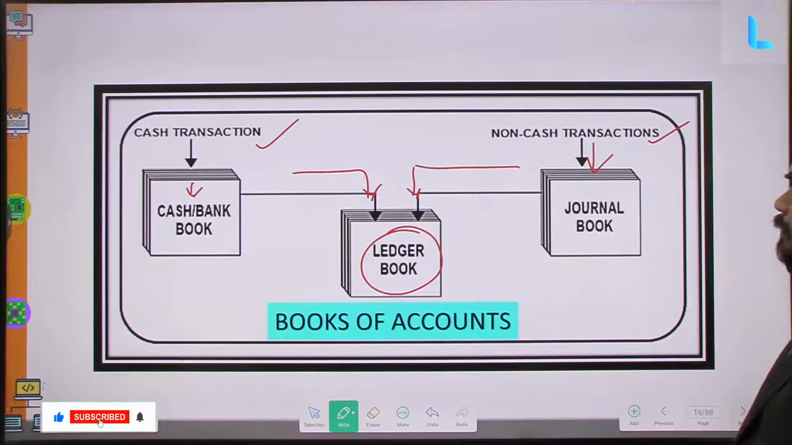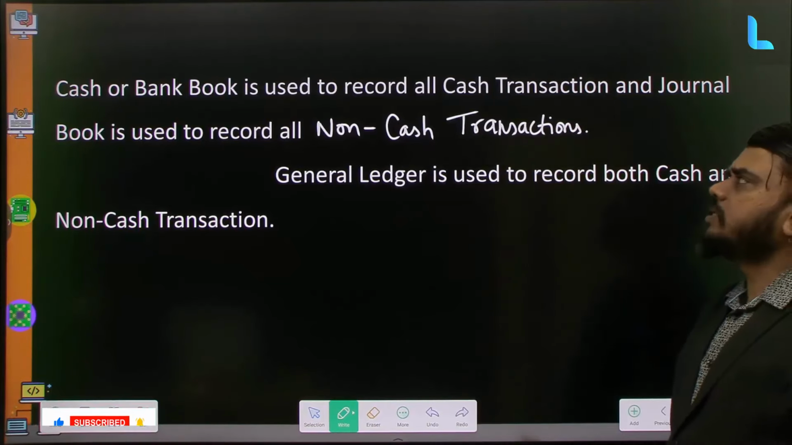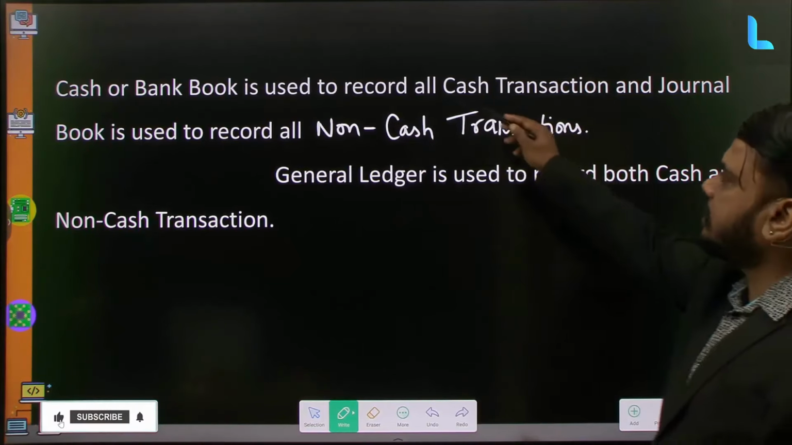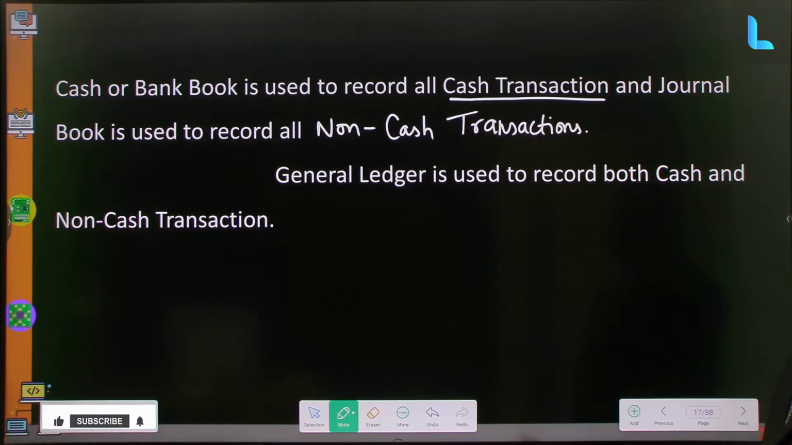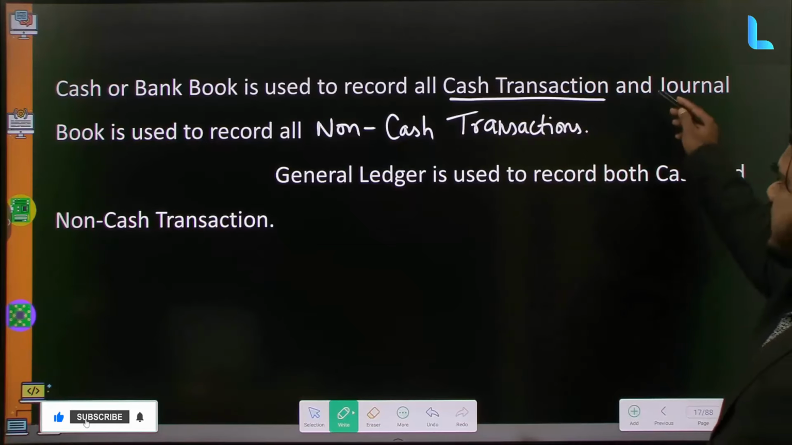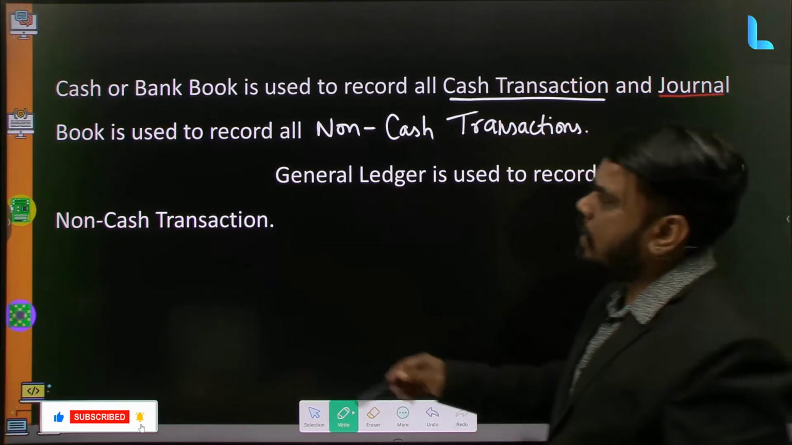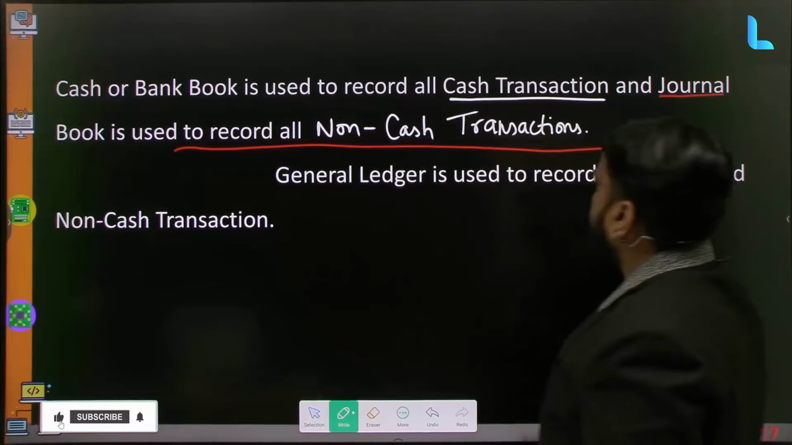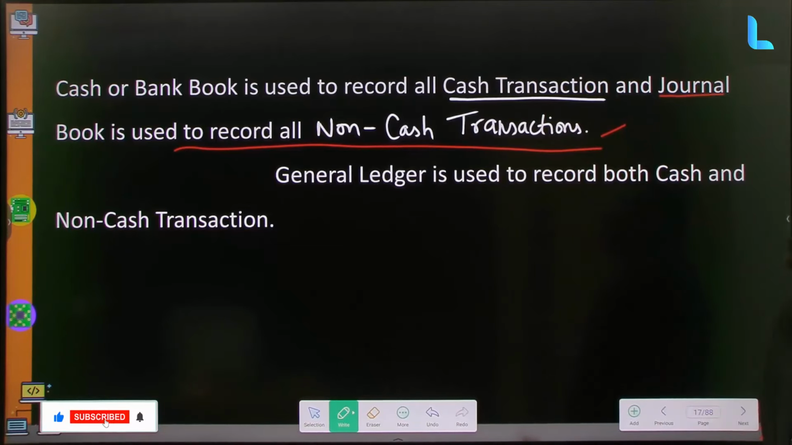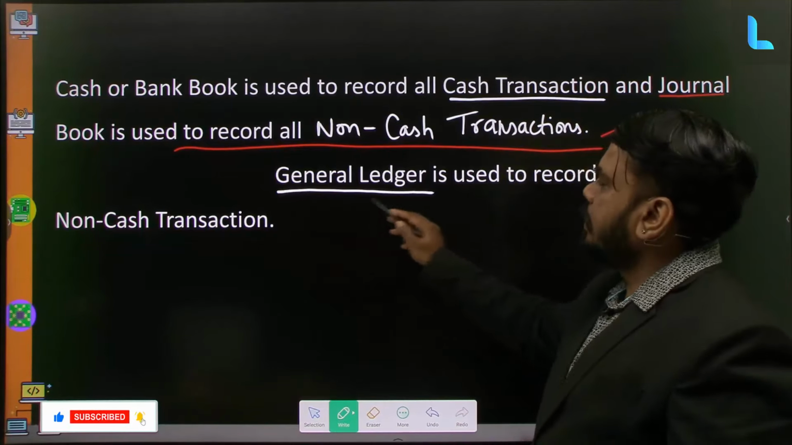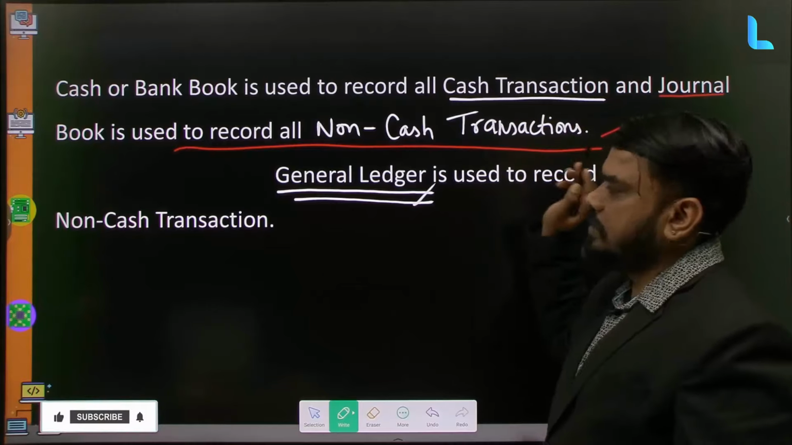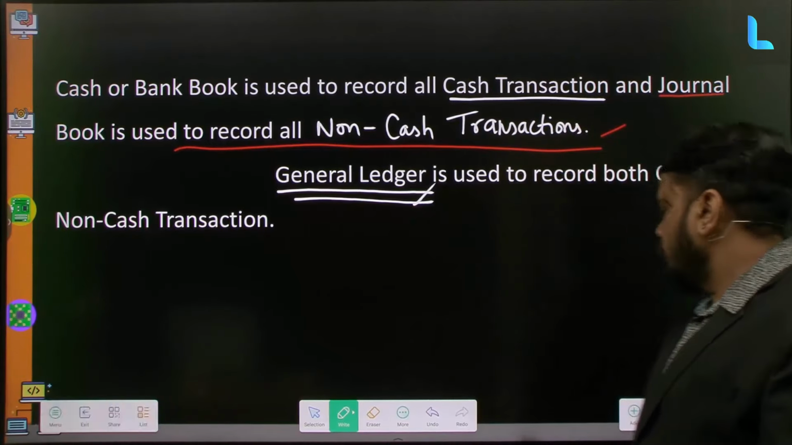Let us continue. As I said, the cash or bank book is used to record all cash transactions, and the journal book is used to record all the non-cash transactions. Again, both these entries, the cash or bank book and the journal book, are recorded into the general ledger. So this is how it goes.